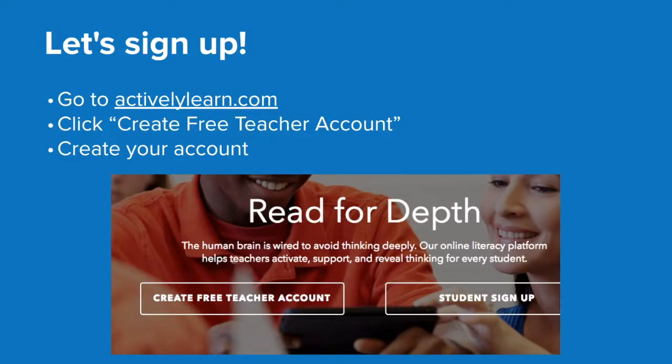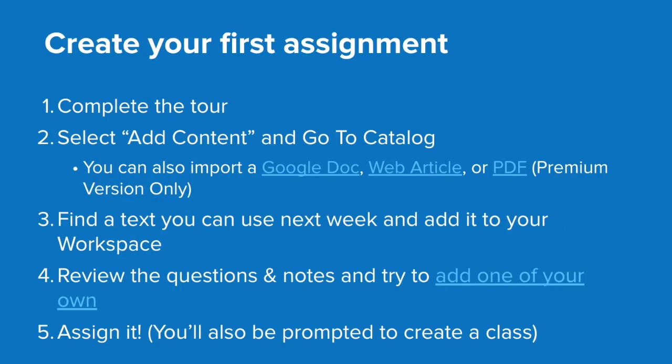All right, so signing up, you're going to go to activelylearn.com and make sure you click on the Create Free Teacher Account, and then you can go ahead and create your account. And your goal right now is to create your first assignment. So after you've completed the tour, you can select Add Content and go to the catalog.